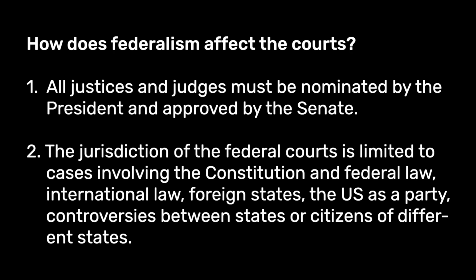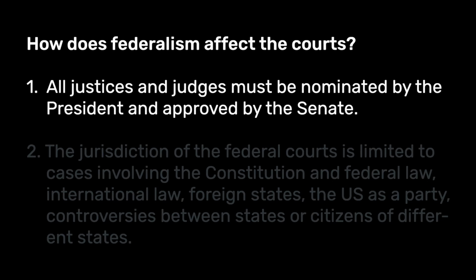The third branch of government, the Supreme Court and lower federal courts, is embedded in the federal system in 4 ways. First, all justices and judges must be nominated by the President and approved by the Senate. The House of Representatives plays no role.